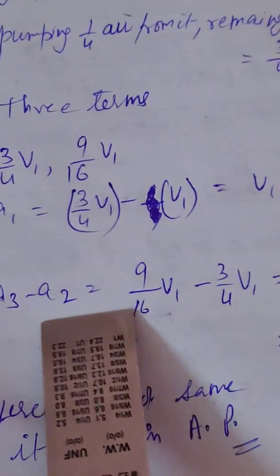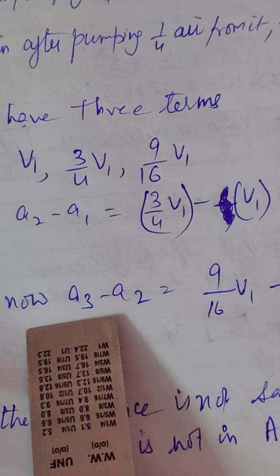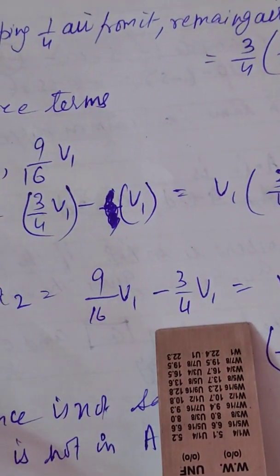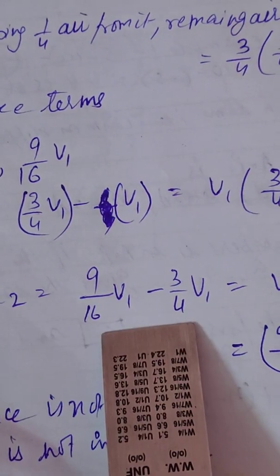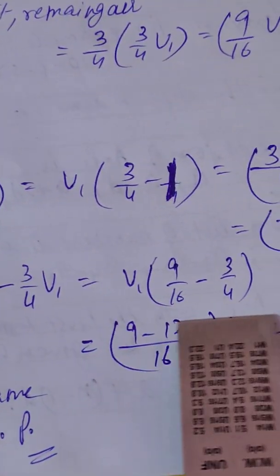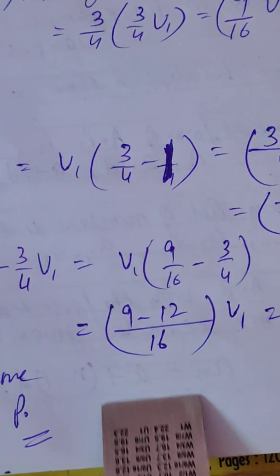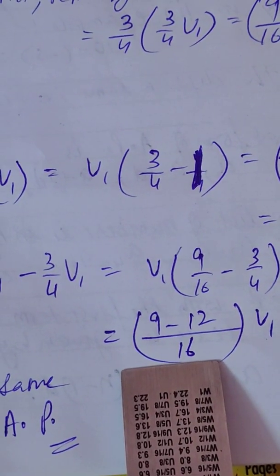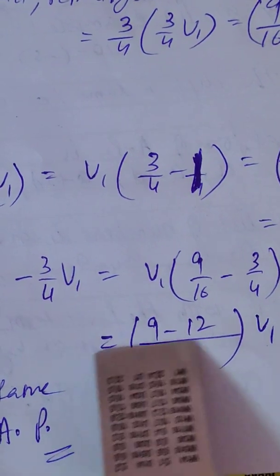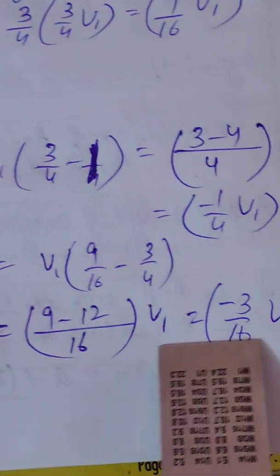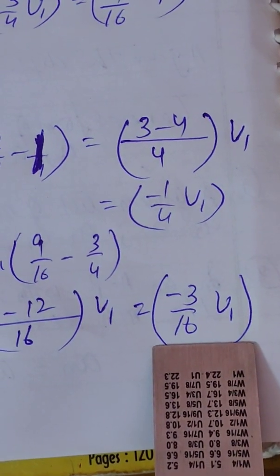Now similarly, find out the difference of the third and second term. Third term is 9 by 16 V1 minus 3 by 4 V1. So we need to take V1 common, and inside the bracket we have 9 by 16 minus 3 by 4. So take the LCM, 16 is the LCM, and the numerator will become 9 minus 4 3s are 12, so 9 minus 12 upon 16 V1. When we solve it, we get minus 3 upon 16 V1.